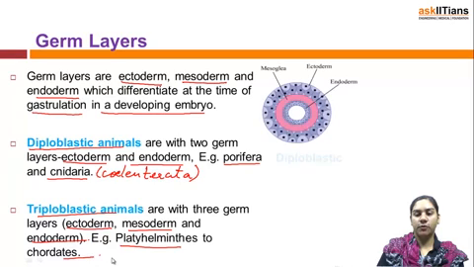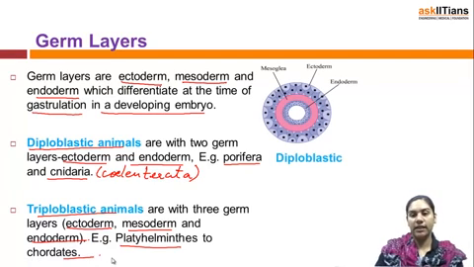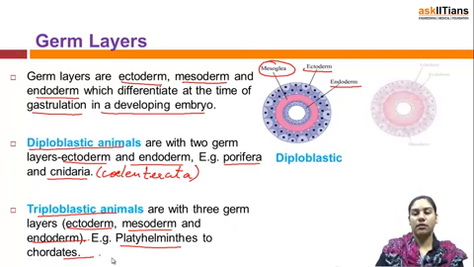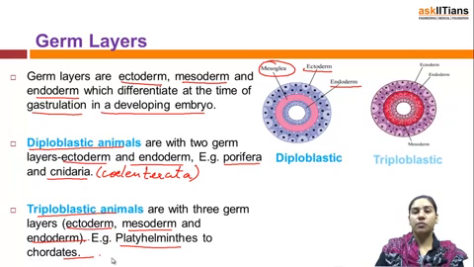So this is the diploblastic arrangement, in which you can see that in between the ectoderm and the endoderm there is a diffused cell layer, that is the mesoglea. So it is a translucent jelly-like substance that provides attachment of both the ectoderm and the endoderm. So the mesoglea connects both endoderm and the ectoderm in the diploblastic animals. The next diagram shows the triploblastic arrangement, in which you can see a well-developed mesoderm in between the ectoderm and the endoderm.